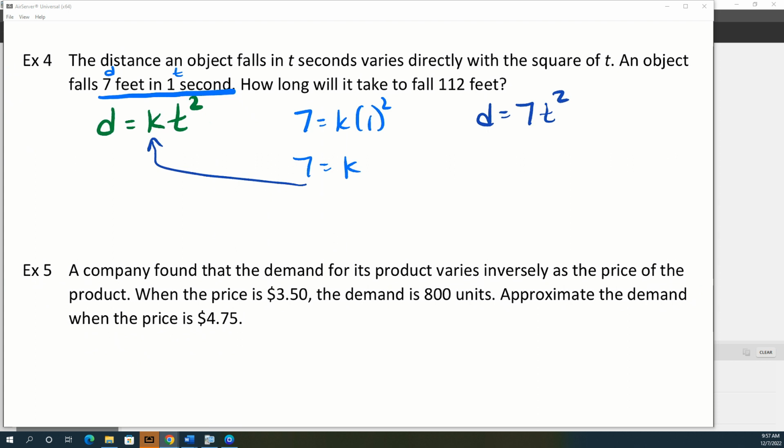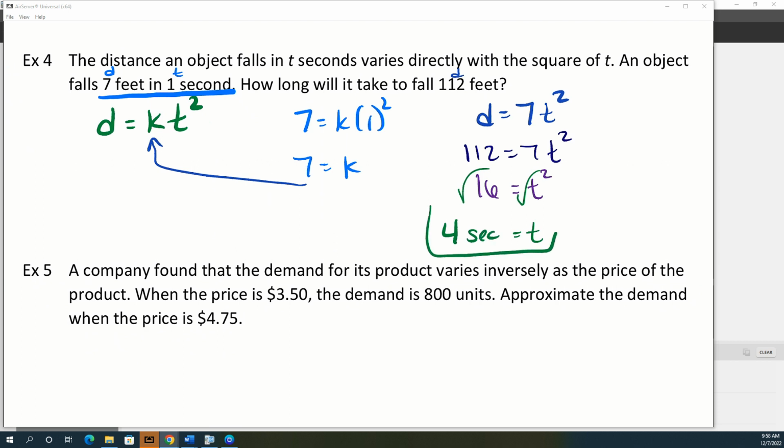The question is asking, how long will it take an object to fall 112 feet? So what do we do with that 112? Plug it in for d. So we can solve that for T by dividing by 7 and then taking the square root. Do you divide or take the square root first? You divide first. Normally when we take the square root, we take the positive and negative square root. Does negative time make sense? No. So we're just going to do the positive square root. So the answer to this question is 4 seconds.